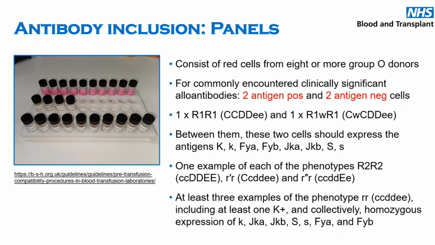Yeah, so you've got to have 2 positive examples and 2 negative examples, because that's what you need to actually confirm the presence of an antibody. You can't just have 1 cell and say that's enough. You've got to have a combination of certain particular cell profiles.